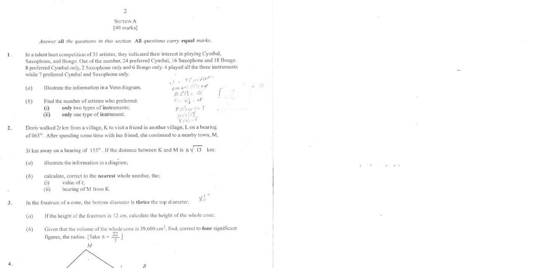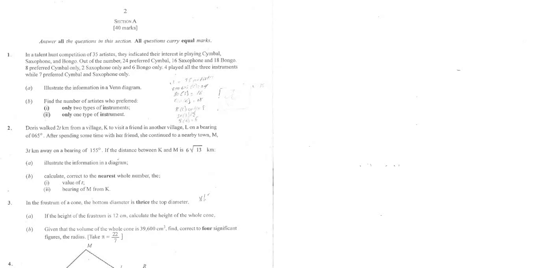So the question says illustrate the information in a Venn diagram. You can see, illustrate the information in a Venn diagram. So we have to illustrate this information in a Venn diagram. But the first thing you need to know is that we have a total number of 35 artists, and 3 instruments are involved in this competition. Number 1, cymbal, 2 saxophone, and 3 bongo.